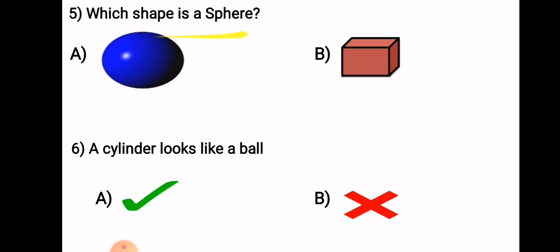And here, which shape is a sphere? This one or this one? As we just said, a sphere is one of our 3D shapes and it looks like a ball. So, did you get the answer? Very good. This one.